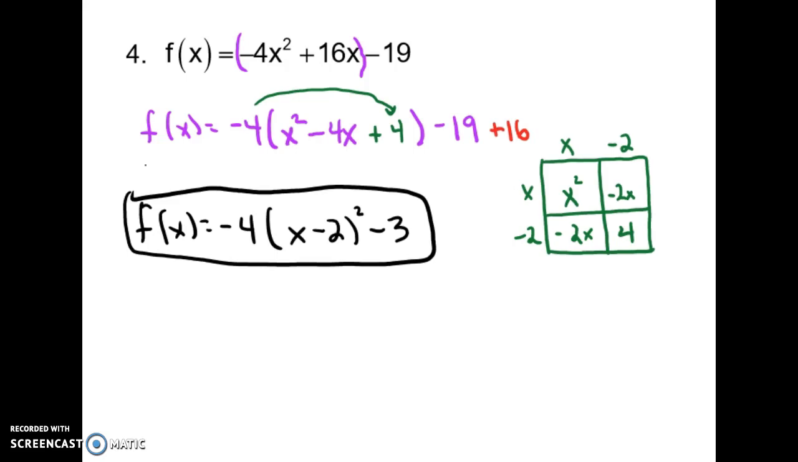So factor out the greatest common numerical factor from the x squared and x terms, complete the square, balance it out, and that's what we're doing here in that red step, and then factor to get it in vertex form. That's how we're going to convert from standard form to vertex form.